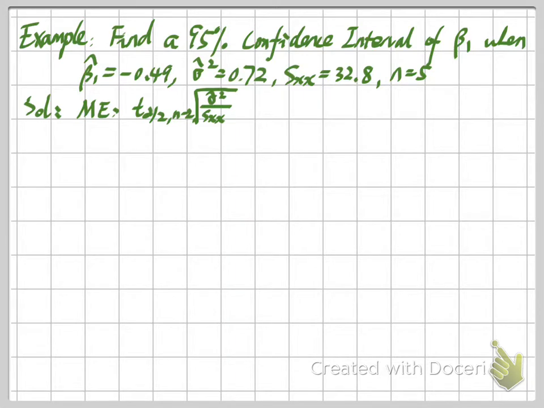To compute this, the first thing is we should know our t alpha over 2. Because the question asks us about the 95% confidence interval, alpha is equal to 1 minus 95%, in other words alpha is equal to 0.05. Then we plug in alpha equal to 0.05, so this is 0.05 divided by 2, and n is equal to 5, so by the formula we have 5 minus 2. This is all about our t term.